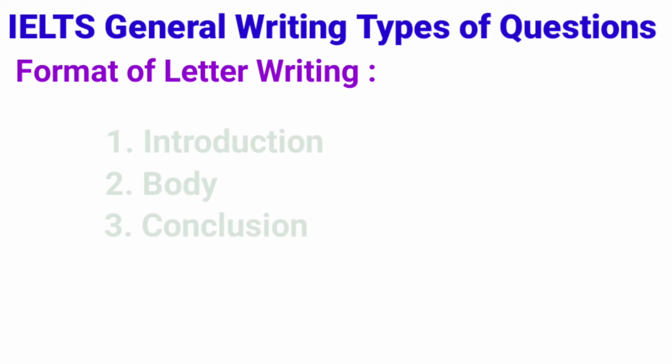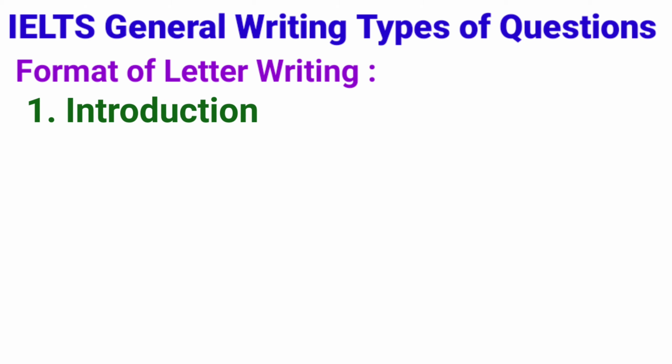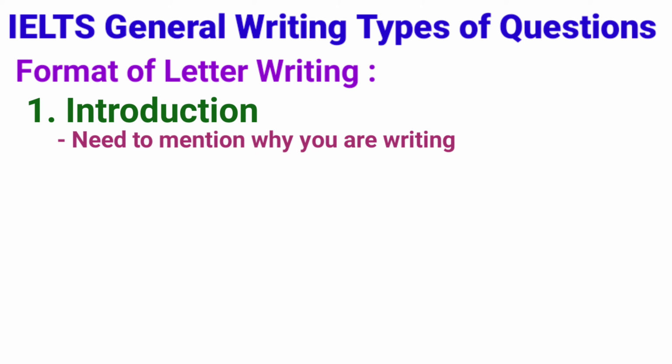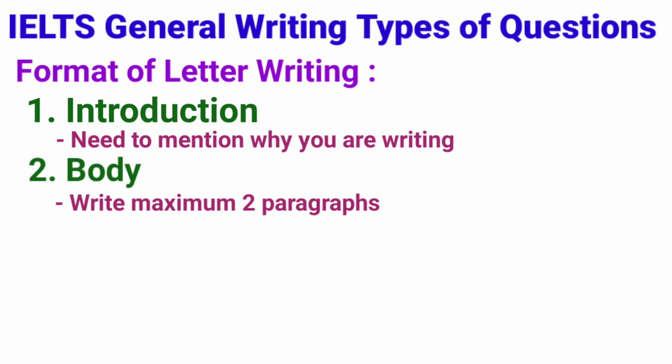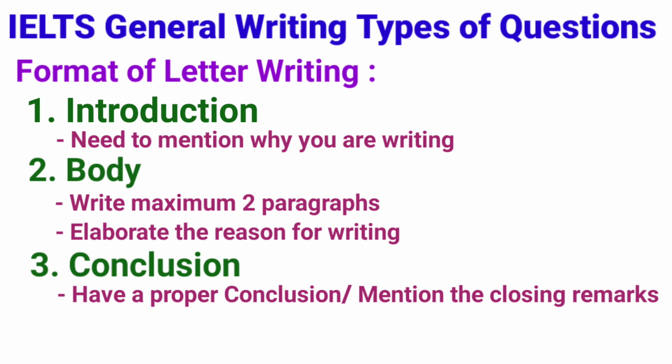For writing any kind of letter, you should follow the format. It should have an introduction, body and conclusion. First, about introduction. In this, you need to mention why you are writing. In the body, you can write a maximum of 2 paragraphs. In that, you elaborate the reason for writing. Last one is conclusion. Here you have a proper conclusion or mention the closing remarks. You can use 1 to 2 sentences here. This is it about IELTS General Task 1 letter writing.